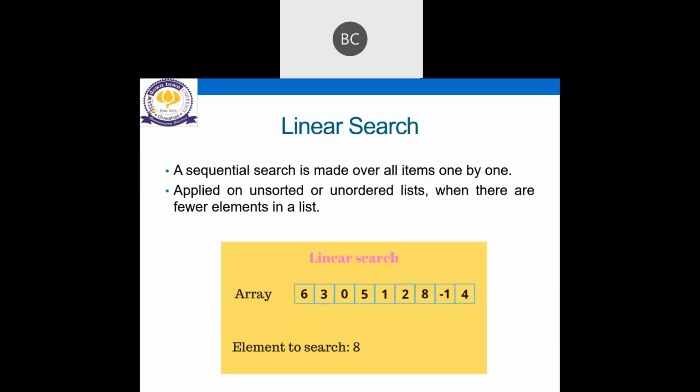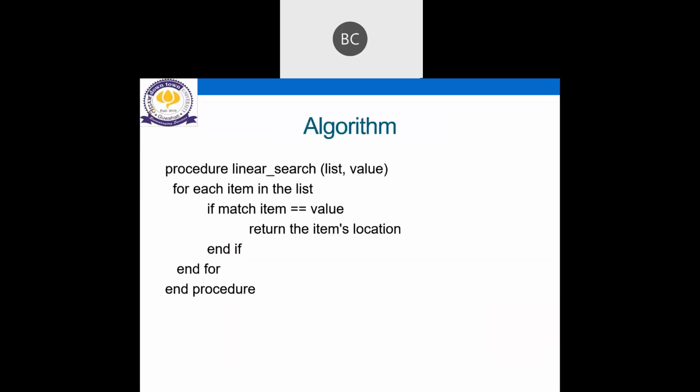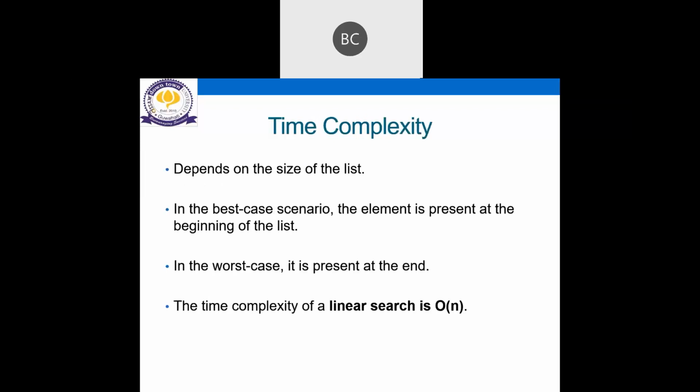You already learned about linear and binary in the last semester, so I won't go through the process in depth. Mainly I am concerned about the complexity part. Your time complexity depends on the size of your list. The best case occurs when your element is at the beginning of the list. We have to understand when the best case and worst case will arise. In theoretical terms, worst case means the maximum time the algorithm is going to take to finish the job. The best case is the minimum amount of time it is going to take.